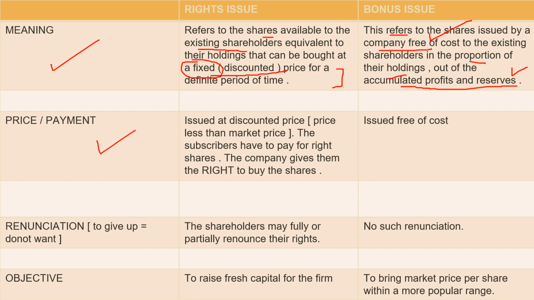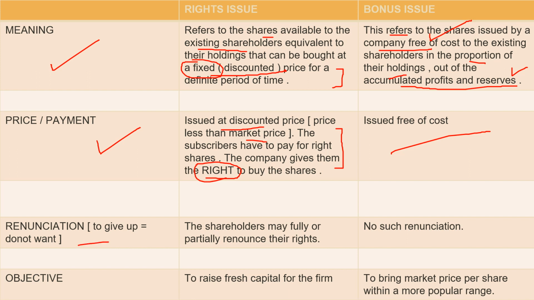Second is the price point or the payment point. Right shares are issued at a discounted price which is lower than the market price. The subscribers have to pay for the right shares. The company is giving them a right, an offer, a choice to buy more shares. Okay. And when we talk about the price, bonus shares are issued totally free of cost.